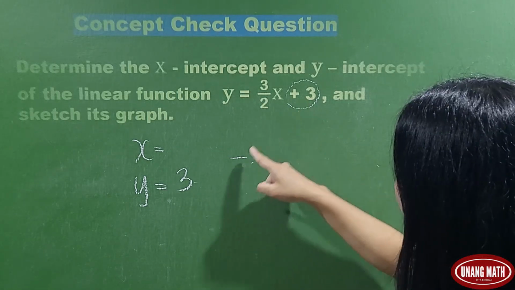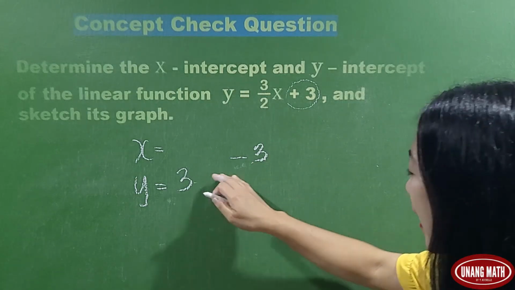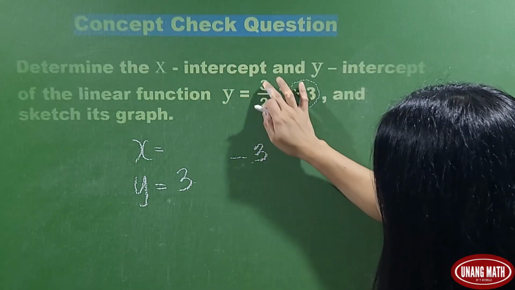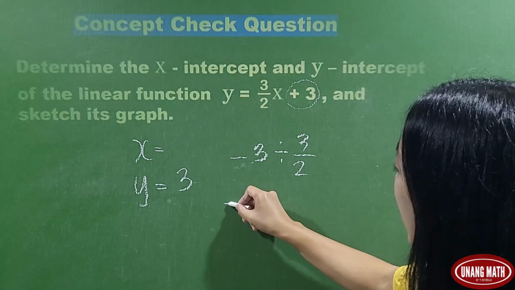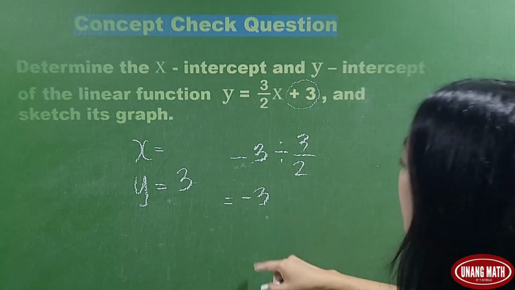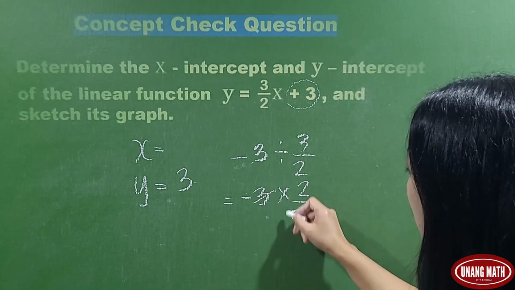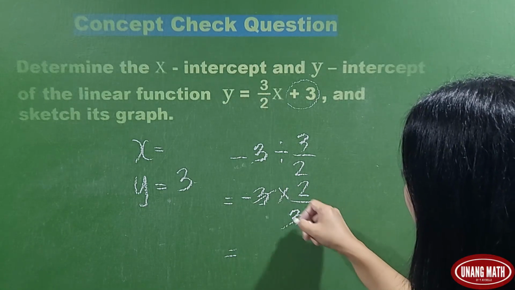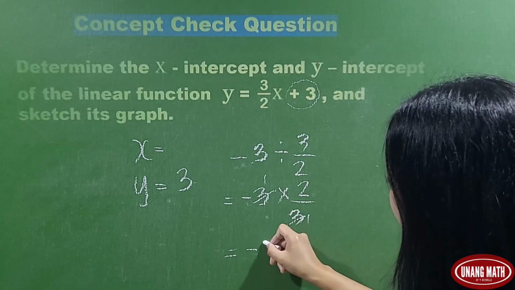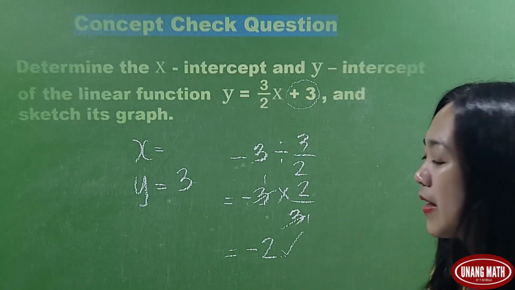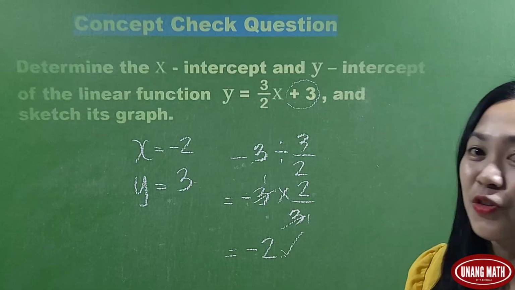So, b is 3. So, negative times 3 is negative 3. So, negative 3 divided by 3 over 2. So, this is negative 3 times 2 over 3. If we simplify, this is 1, 1. So, we have here negative 1 times 2. Then, this is negative 2.